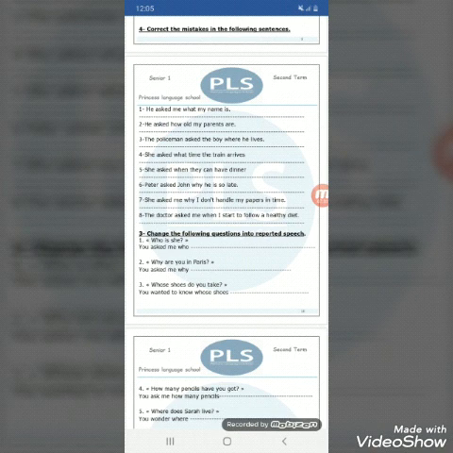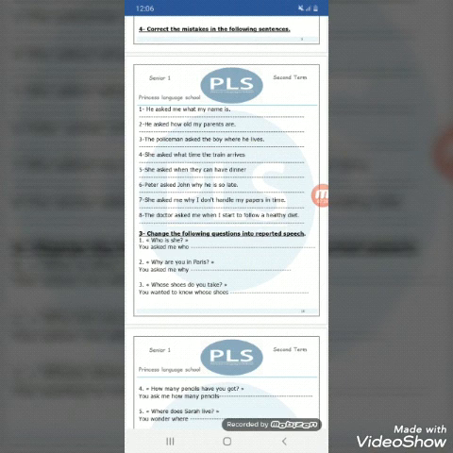Number 1. He asked me what my name is. Of course, it has to be in the past. So it's not is, it will be was. So he asked me what my name was. Number 2. He asked how old my parents are. It has to be in the past also. So he asked how old my parents were.